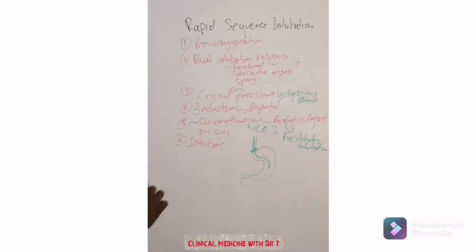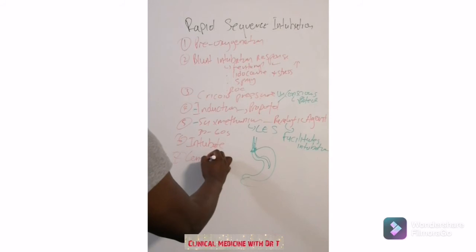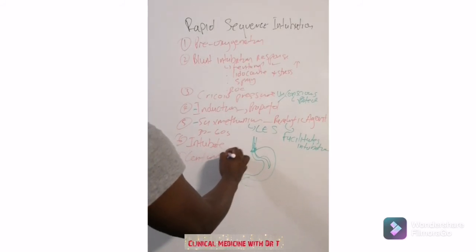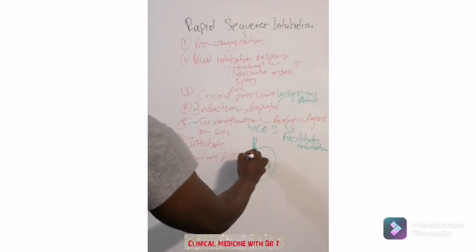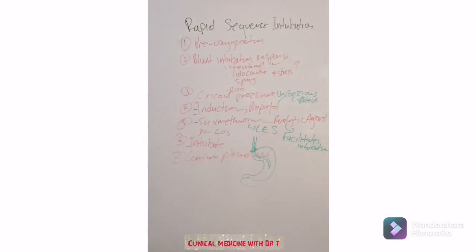After confirming placement, then you can secure. So step number 7, confirm placement, secure, and yeah. So guys, that's your rapid sequence intubation. Hopefully I'm not leaving anything out, and I hope I did justice to this topic.